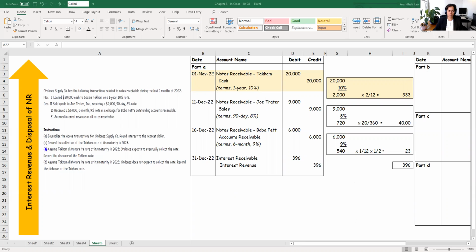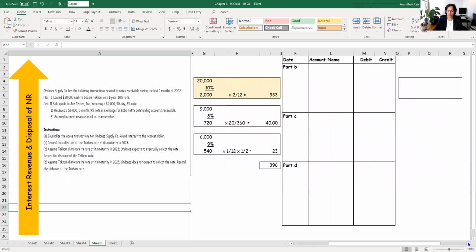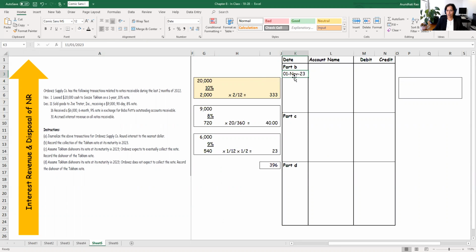Now moving to parts B, C, and D, let's take a look at what we're going to do in these three different cases. In part B, we are told that the note is collected at maturity. 2023, when the note matures, we are collecting on the amount that is due to us. So November 1st, 2023 is 1 year hence. We're going to collect on the note.